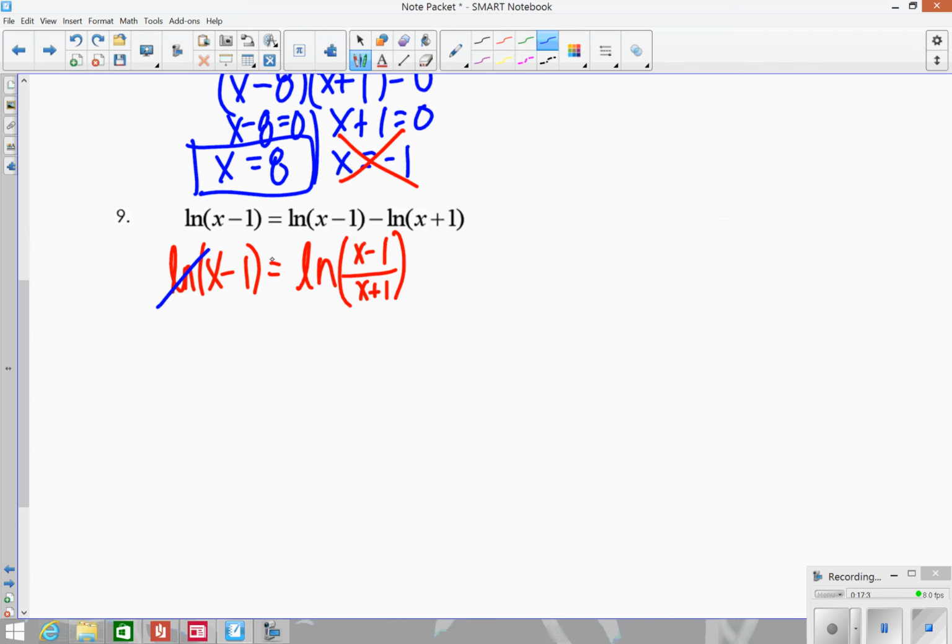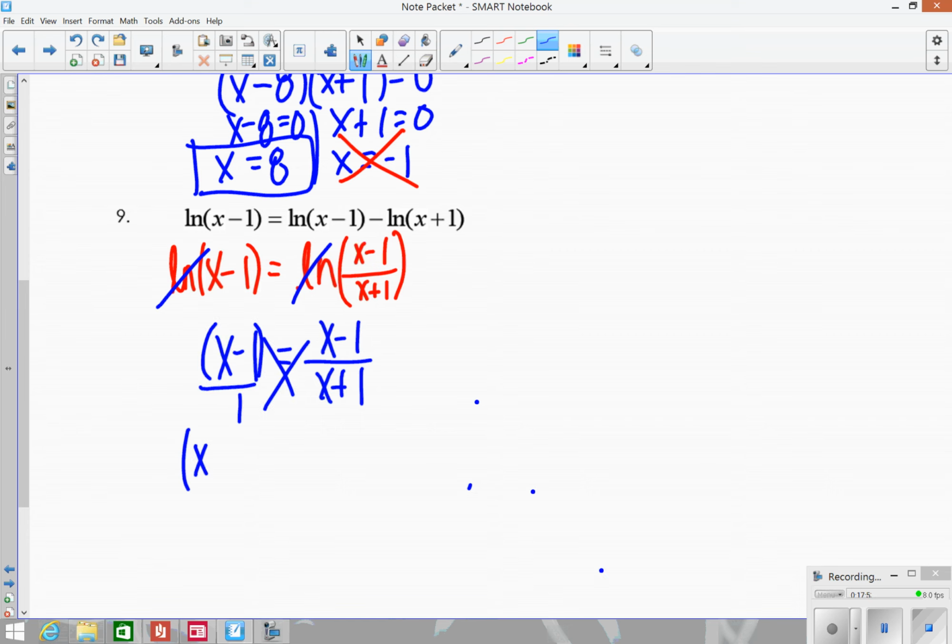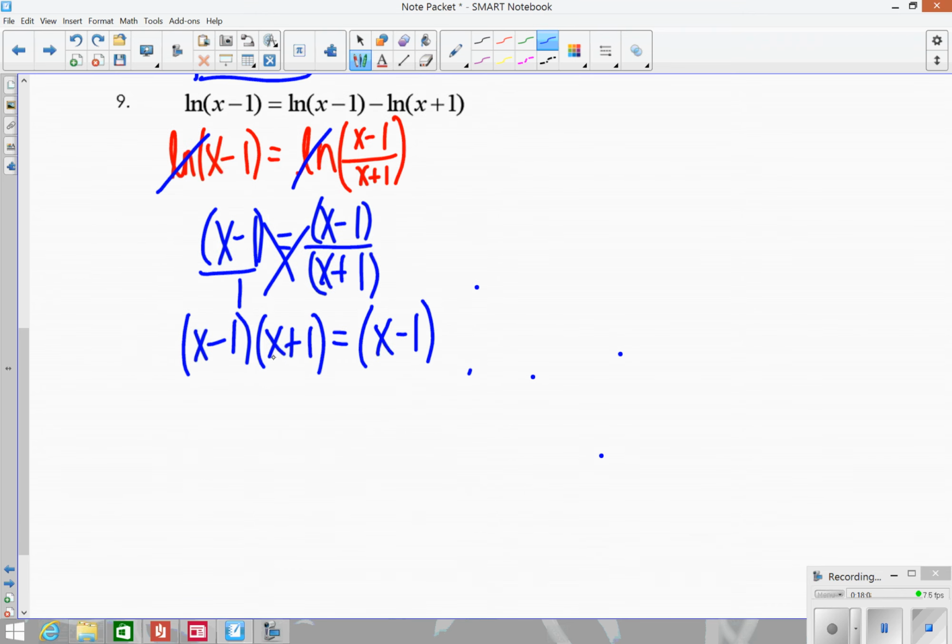So now I can just cancel these out by the property that we showed earlier. So x minus 1 equals x minus 1 over x plus 1. In order to solve this, I put this whole thing over 1 and cross multiply. Make sure you have parentheses around these, so you might want to go back and add them here so you don't forget them. So when I cross multiply, I get x minus 1 times x plus 1 equals 1 times x minus 1. And now we have to actually multiply this out.